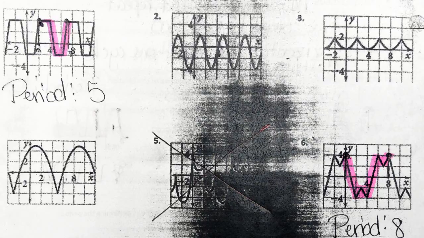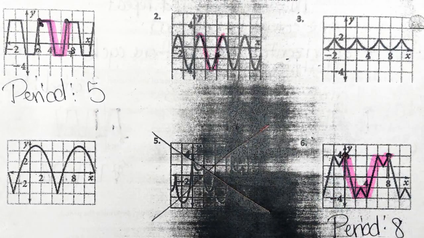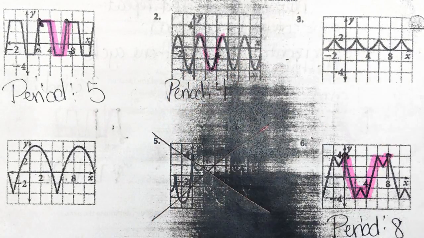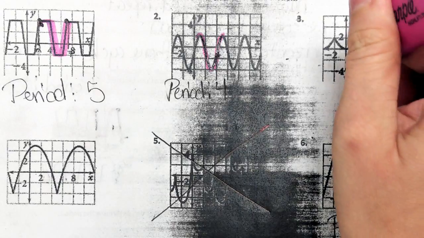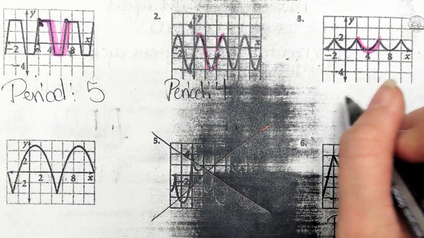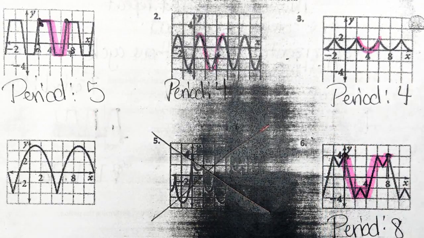Alright, what did you get for number 2? Period should have been 4. Make sure you identified one cycle. And the period should have been 4. Very good job. Alright, what about number 3? Identify one cycle. And what'd you get? 2 to 6 is 4. Very good. Alright, what about number 4?